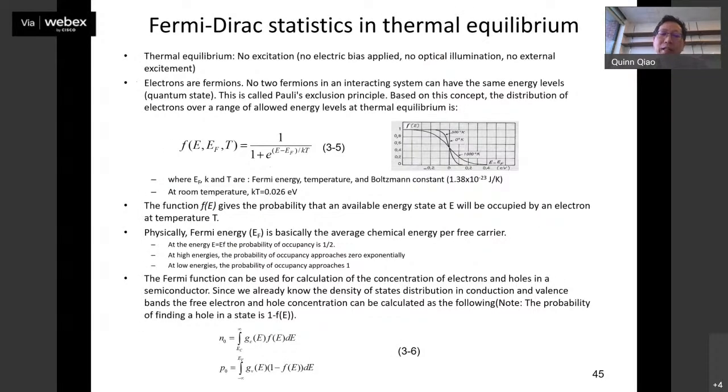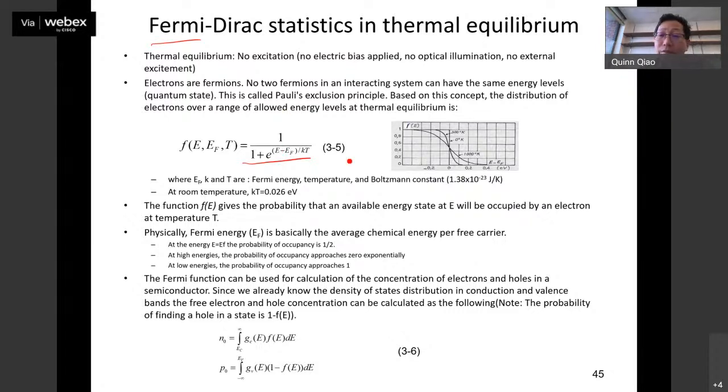And then the next thing we just talked about: there is space for the electrons as a whole, but the chance for that space to be occupied by electrons is different. That's why this is called Fermi-Dirac statistics in thermal equilibrium. It basically tells you the probability for a given state to be occupied by an electron. Let's follow this.